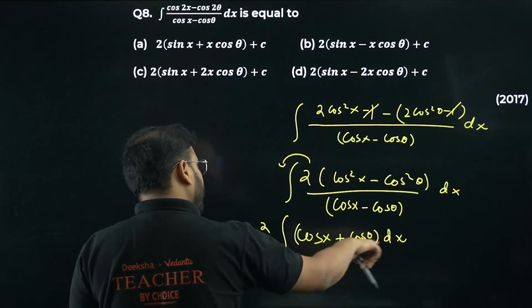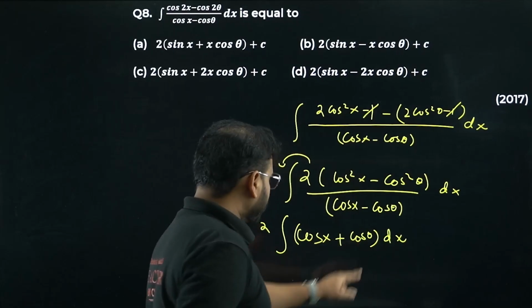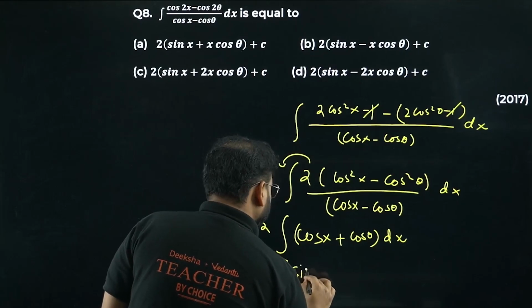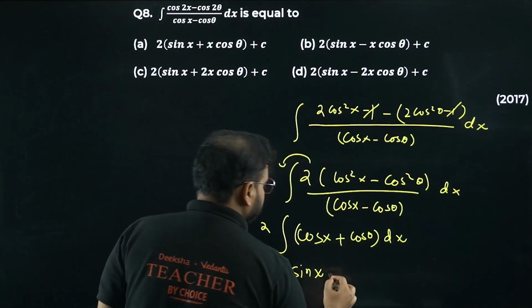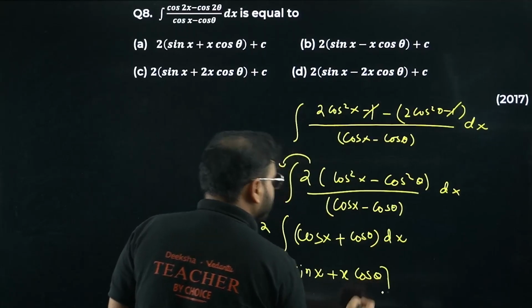The variable is x over here, not theta. So don't integrate theta also. Only x is the variable. Okay, this is a constant value. So you get 2 outside. Cos will become sin x, and this will become, so simply nothing is there, only dx is there, so x cos theta. Please don't make this mistake.